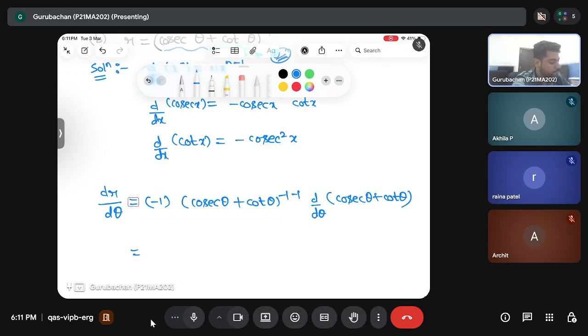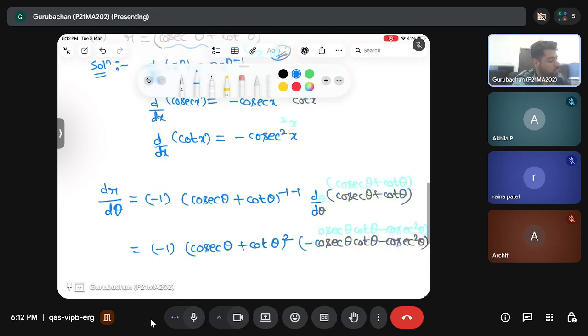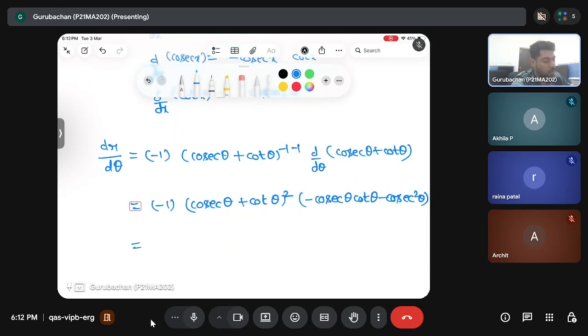So it will give you minus 1 into cosec theta plus cot theta to the power 2, and the differentiation of this is minus cosec theta cot theta and minus cosec square theta. So from here, if you take cosec theta out of it, it will give you cosec theta plus cot theta. Is it fine?